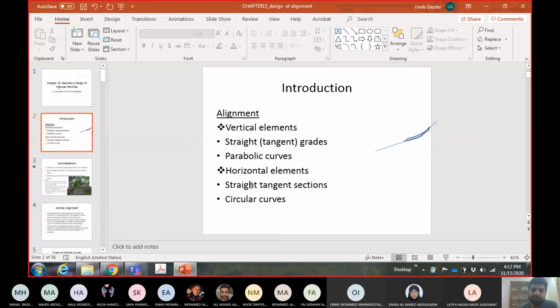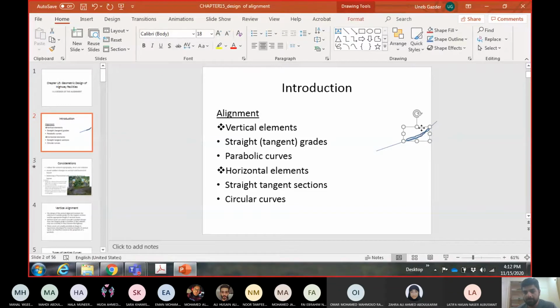So what is a tangent section? A tangent section is a section which has constant azimuth or constant bearing, constant angle from the north. And whenever you need to change the bearing or the azimuth of the road, you will do it using a circular curve. So there will be a tangent section, then a circular curve, and then another tangent section with a different bearing or azimuth. Now, why do we have these curves? These curves are provided so that you can have a gradual change in the direction or the gradual change in gradient. Okay, so for example, I made this curve here.